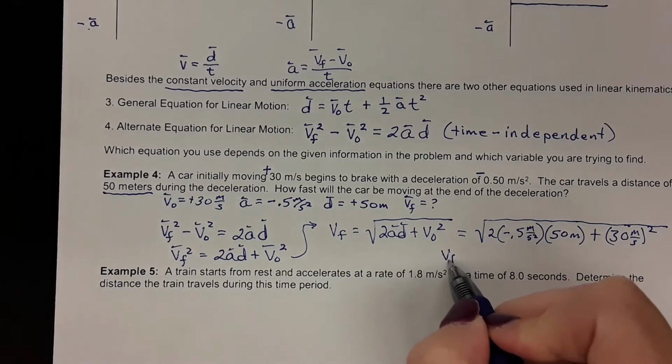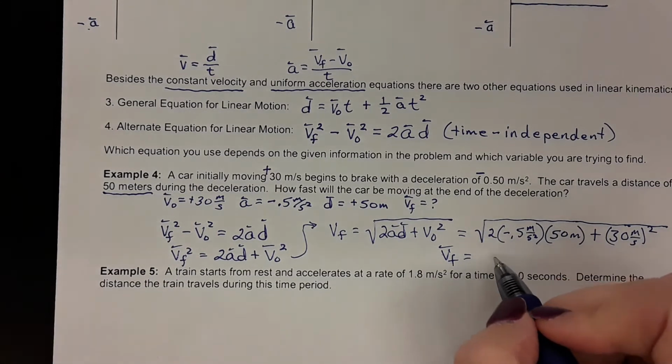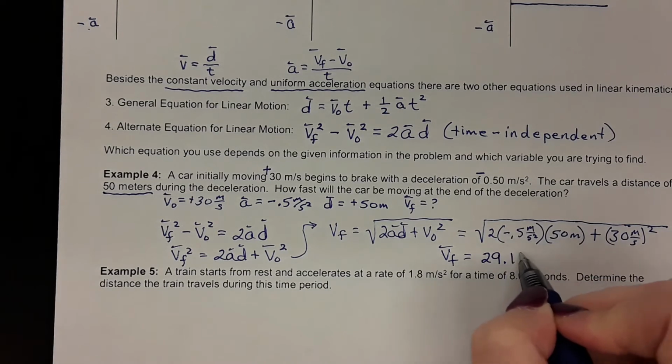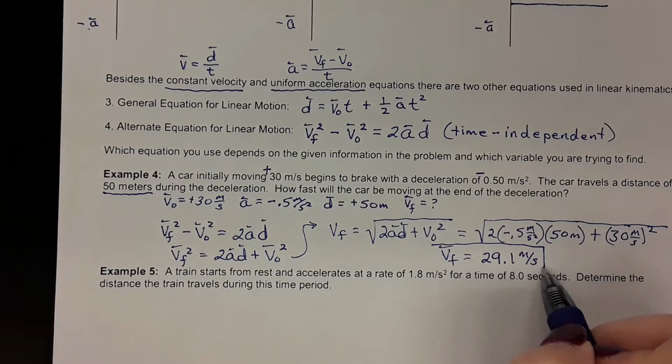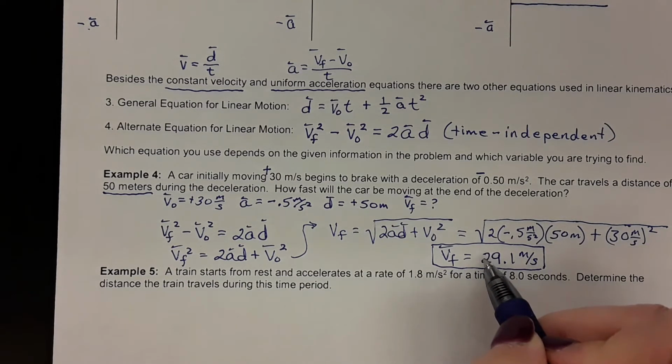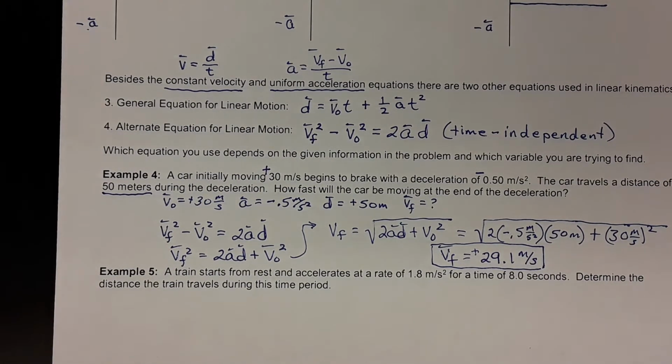All right, and if we stick that into our calculators, and double check it for me because sometimes I make a boo-boo, you should get 29.1 meters per second. Okay, and notice it did turn out positive. We're still going forward. Of course, you're not going to get a negative value when you take a square root, because that would give you an imaginary number. But we ended up with a positive value, so we are still going forward. We're just going slower than we were initially.